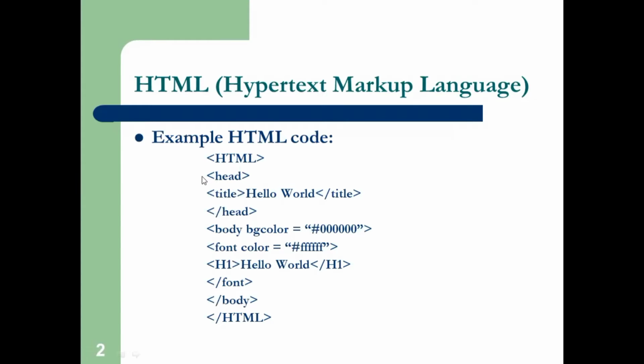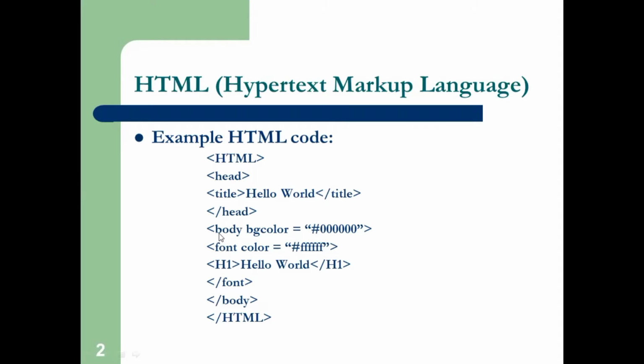This is the part where it includes head. Head basically shows the title of your page. Then comes the body, which is the whole content that is shown inside the browser. Everything that you are seeing on the web page is enclosed in the body tag.